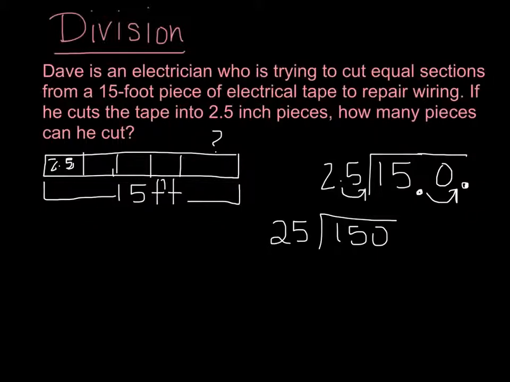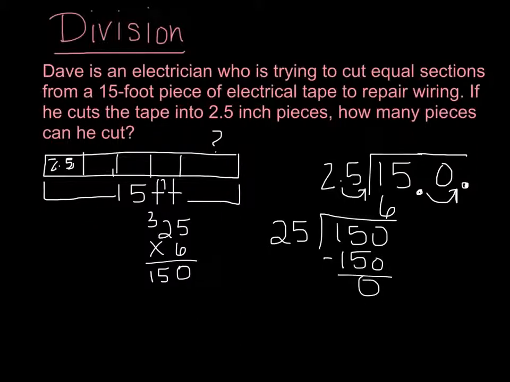25 goes into 150 6 times, and we can figure that out by making a multiple tower or guessing and checking. And we'll do guess and check to make sure we're right. 5 times 6 is 30. 6 times 2 is 12. 12 plus 3 is 15. And 25 times 6 is 150, and we have no leftovers. So he can cut 6 pieces of tape. And we figure that out by dividing.